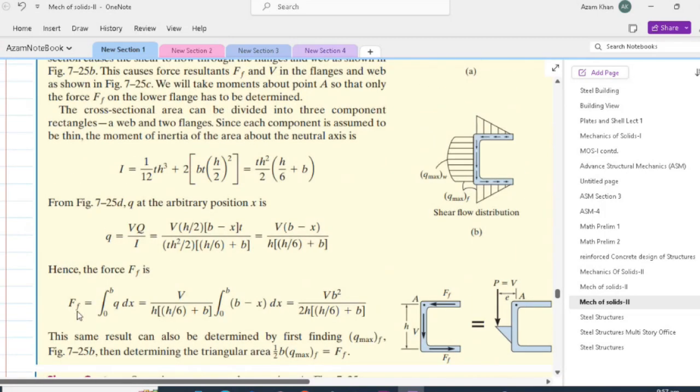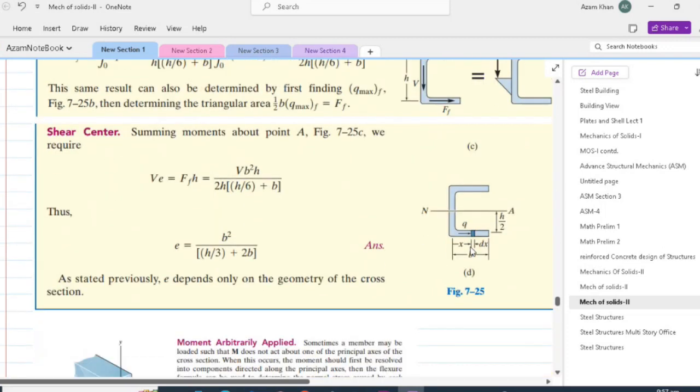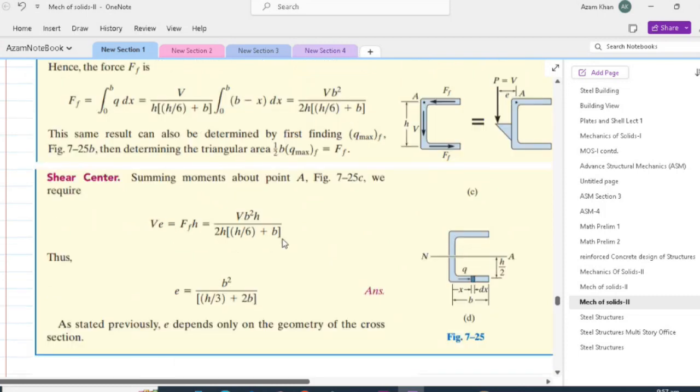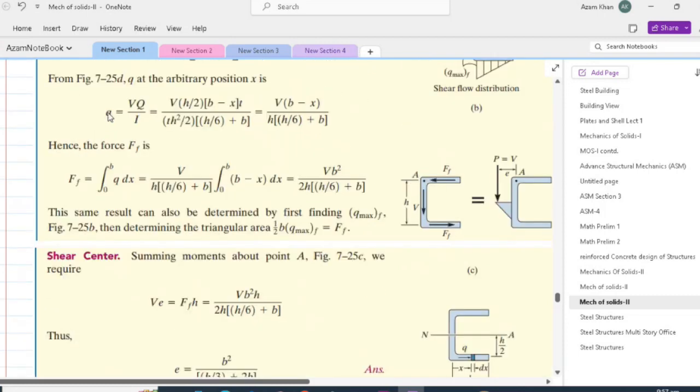So the flange force, as we discussed, is determined by multiplying the shear flow in the flange with the distance dx. dx is a width of an element chosen at a distance x from a certain reference point. Q, as we said, is determined by using the formula VQ over I. So plugging the value in this integral, we will get flange force equal to V b squared divided by 2h (h by 6 plus b).